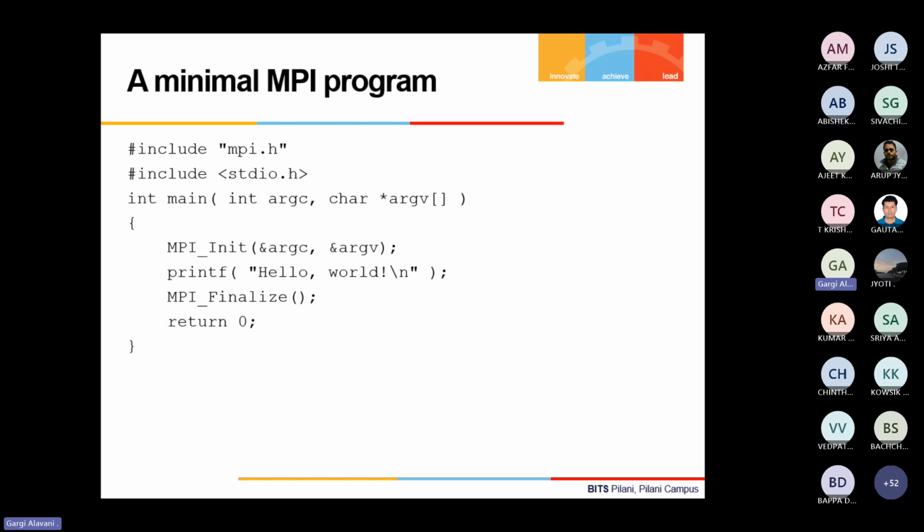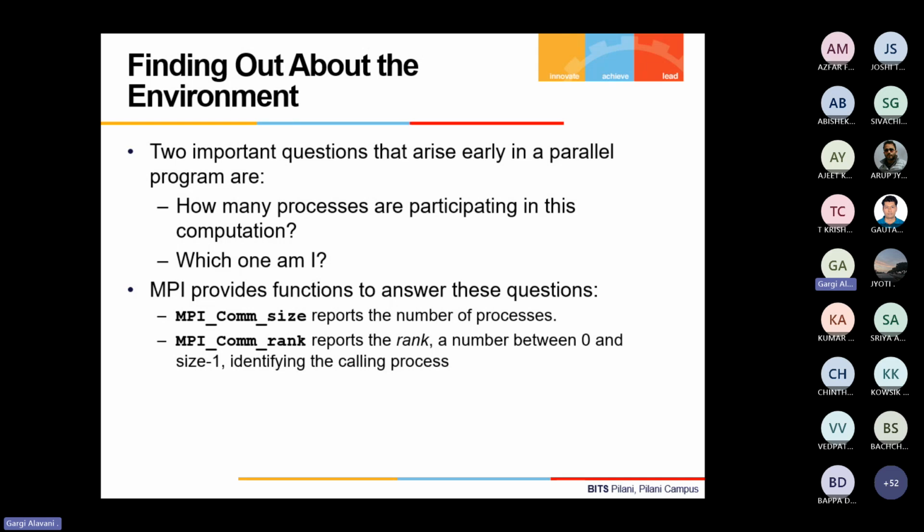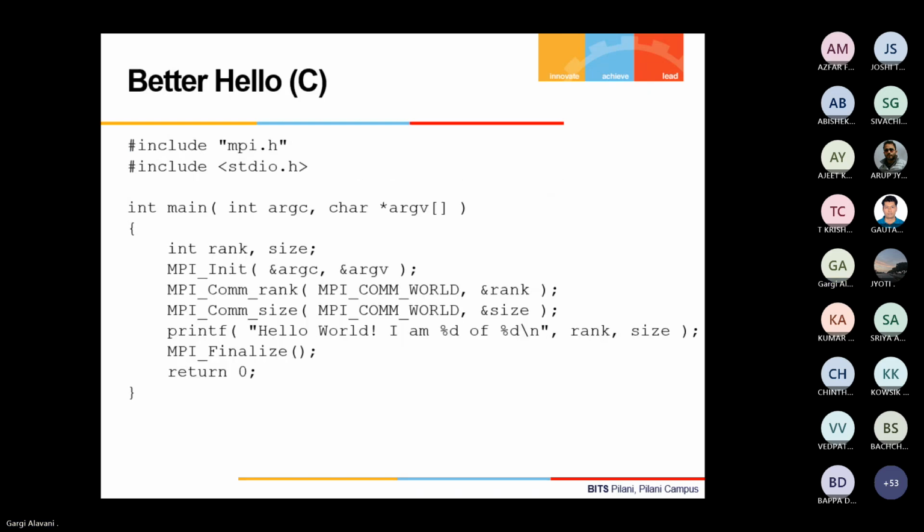So we have seen the minimum MPI program. Now, if you want to run the MPI program and find out about the environment, we can find it out by checking MPI_Comm_size, which will give us the number of processes, and MPI_Comm_rank, which tells us the rank of the process, a number between 0 and size minus 1, with which we identify the calling process. So we've seen this code.